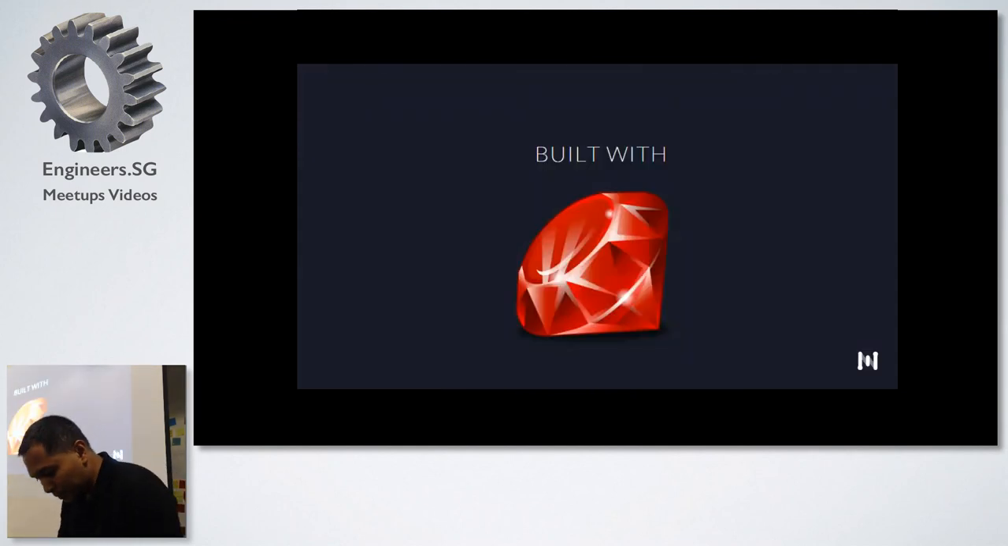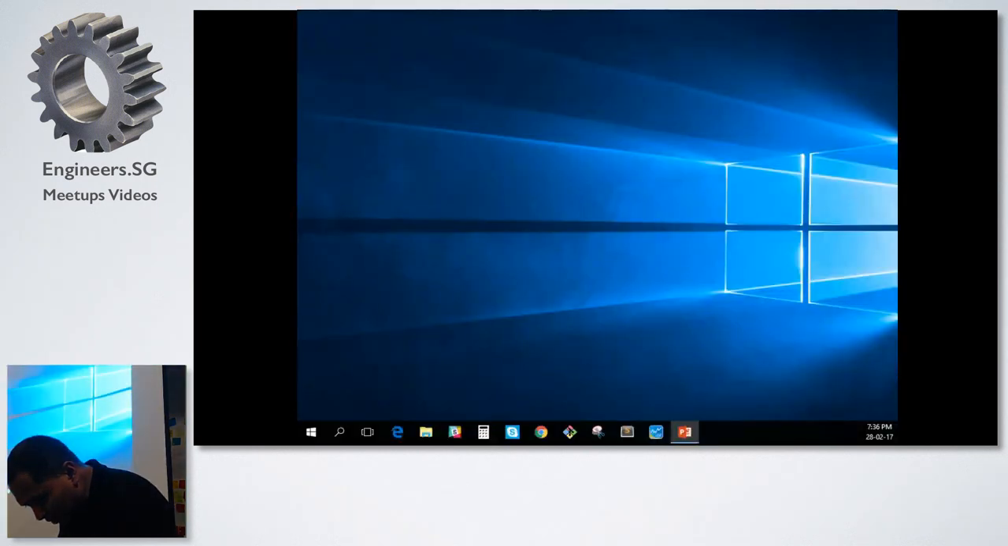Great. So, it's built with Ruby, of course, but there is a slide missing, which is... Alright, so let's run on a sec.